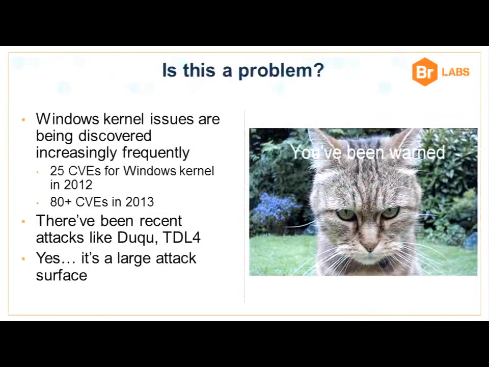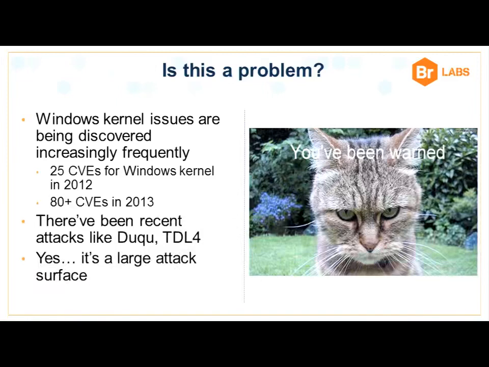So is this a problem? Is this like a serious problem? Is this like a joke? Well, in the year 2012, there were around 25 CVEs, 25 kernel patches from Microsoft. Last year, there were 80 plus CVEs on the kernel, right? Which means that it's a huge attack surface. More vulnerabilities are occurring more frequently.